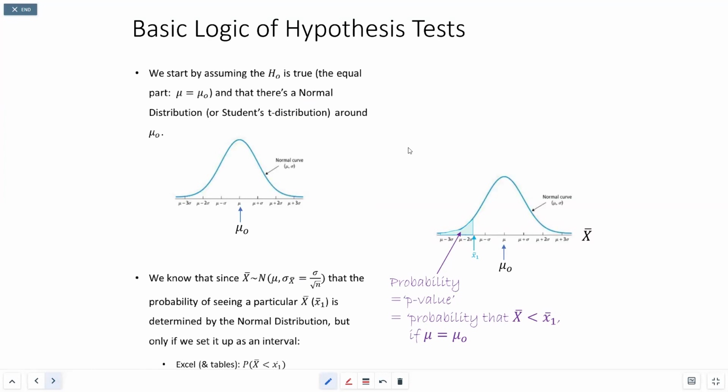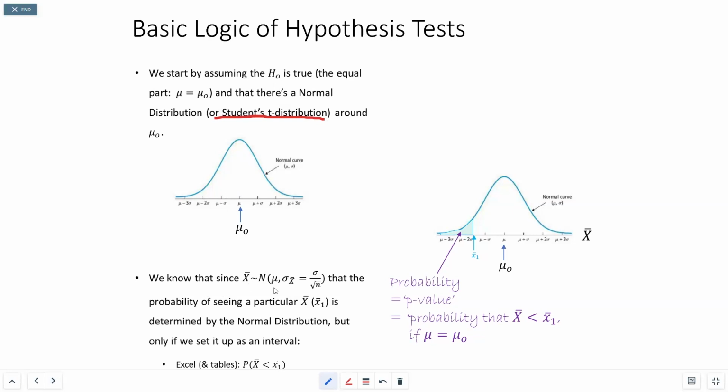All right, so let's go through this a little bit more. Okay, so we start by assuming that the null is true. Remember, secretly, in the back, we're hoping to prove it's false, but we proceed as if it's true with the hope that it leads us to something that is very highly unlikely. All right, so we're going to assume it's true. We assume there's a normal distribution, or student's t is more likely what we're going to be working with, around the mu naught.